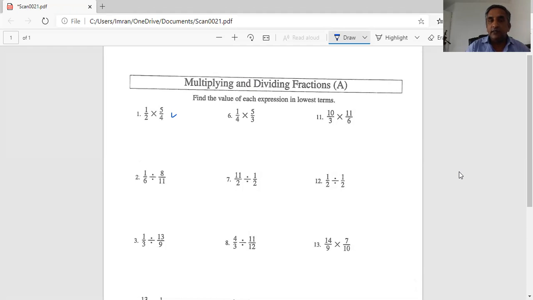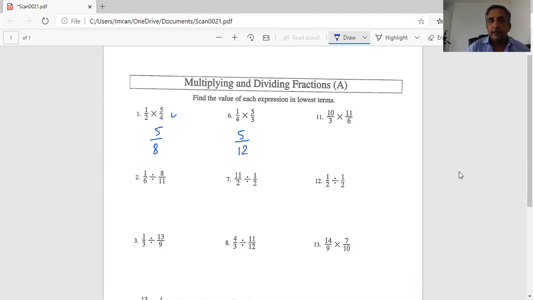So here what we do, we just times the top ones and times the bottom ones. Very simple. So 1 times 5 is 5 and 2 times 4 is 8, and that's it. That's the answer. Simple. Now I can do question number 6 here. We times the top and times the bottom. So 1 times 5 is 5 over 4 times 3 is 12.